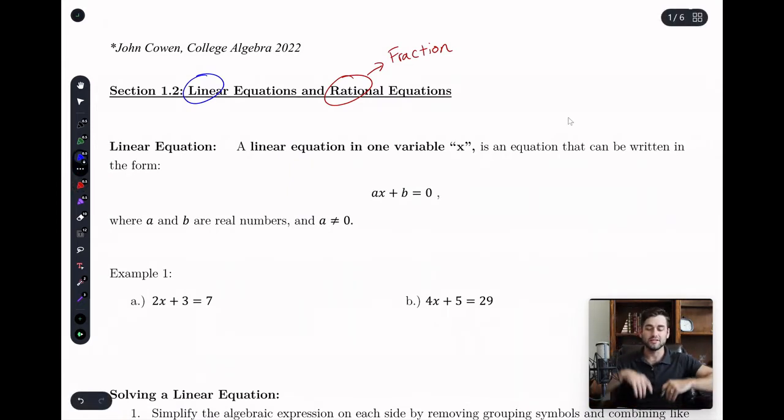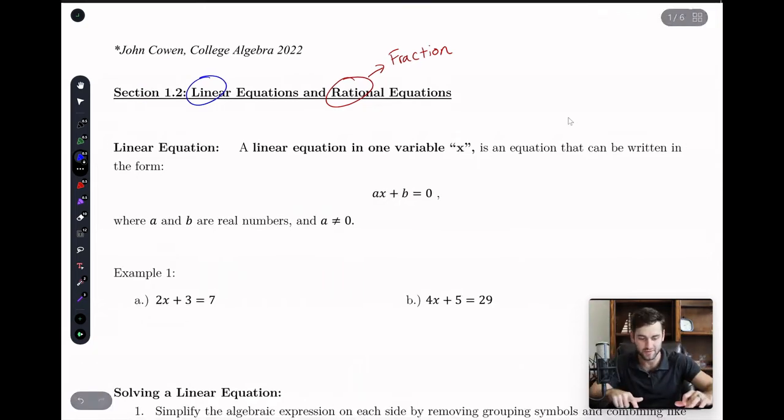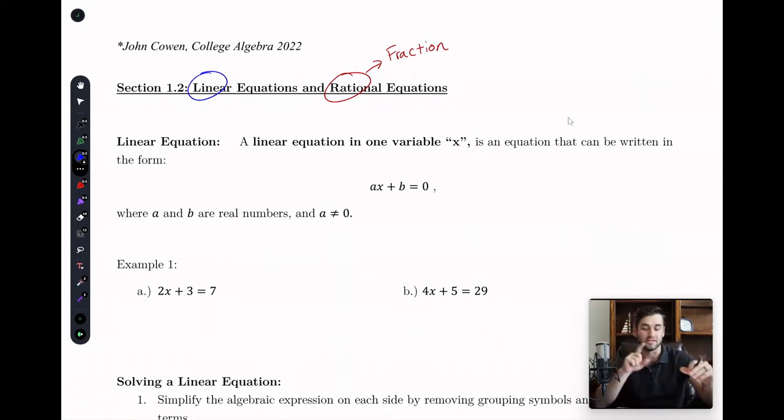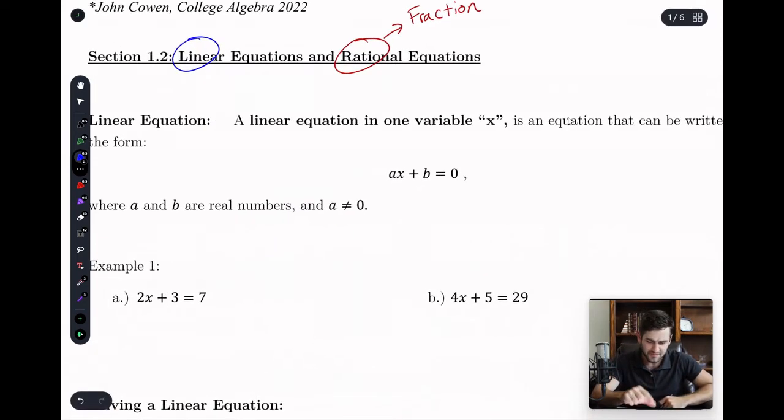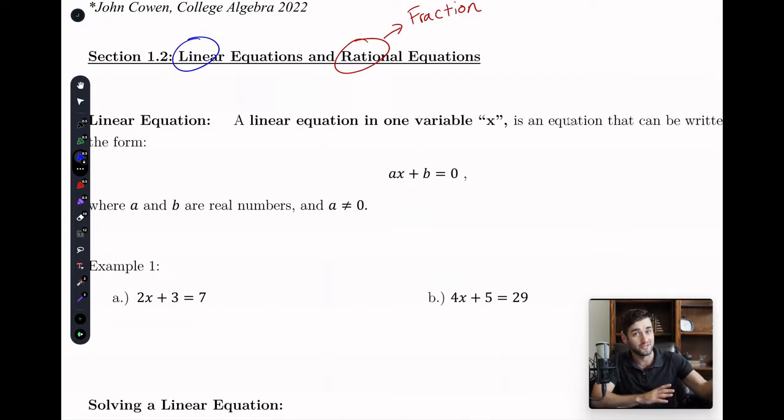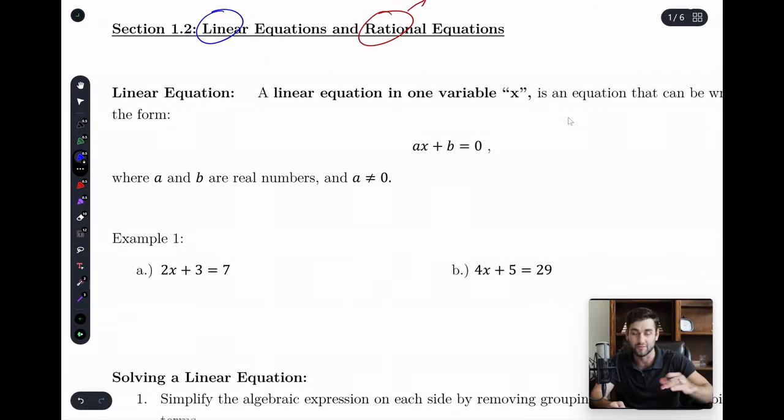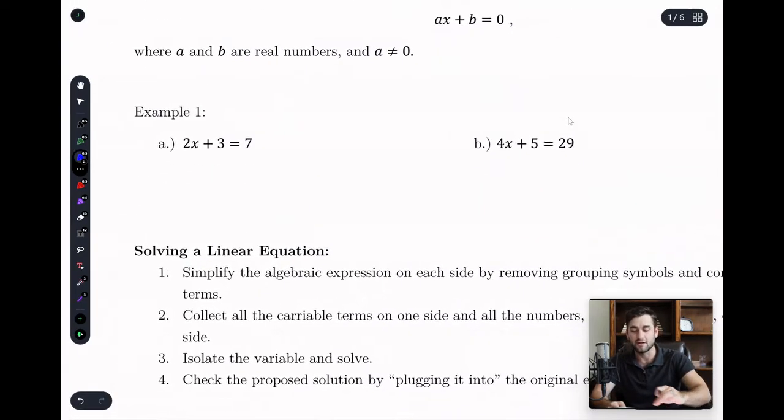So a linear equation in one variable, we're not doing two variables yet, we're not doing a billion variables like calculus or something further, is an equation that can be written in this form: ax plus b equals 0, where a and b are numbers and a is not 0. A little side note there that a and b are also real numbers. We'll get to that later on in the year when we talk about the opposite of a real number. If you do know what a non-real number is, that's awesome. You're already ahead.